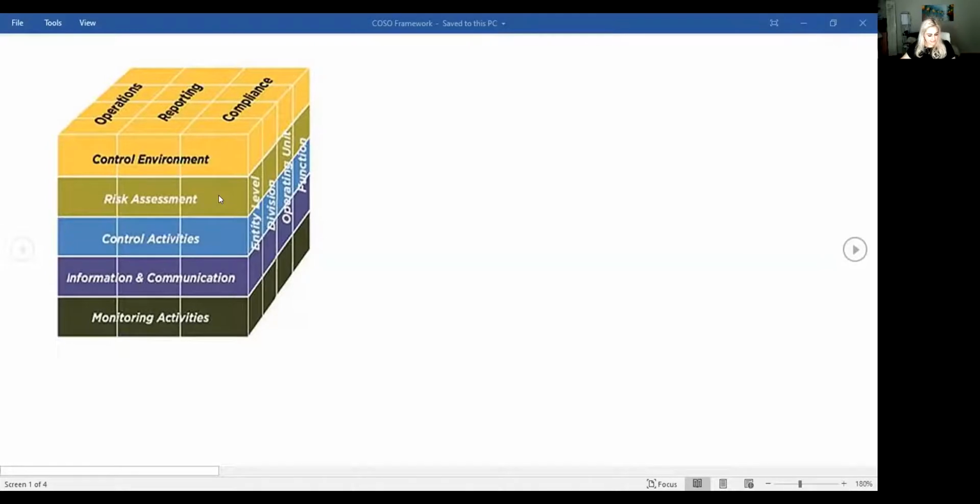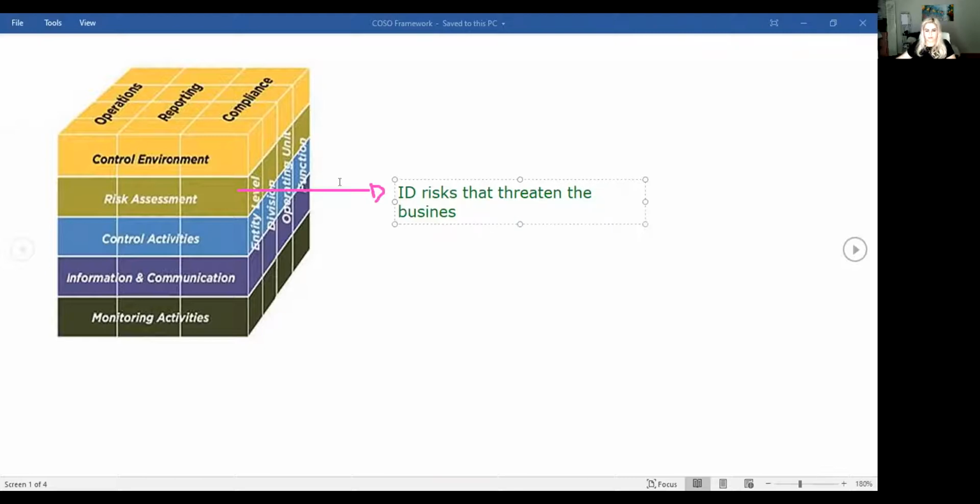So really, risk assessment goes around identifying items that threaten the business. So let me annotate that for you. So what you're going to do, let's pick a nice color. Let's pick a green. So when we talk about risk assessment, okay, it's going to be pink. What we're really trying to do is we're trying to ID risks that could affect the operations of the business, right? Or risks that threaten the business. All right, so step one, we want to ID the risks that threaten the business.